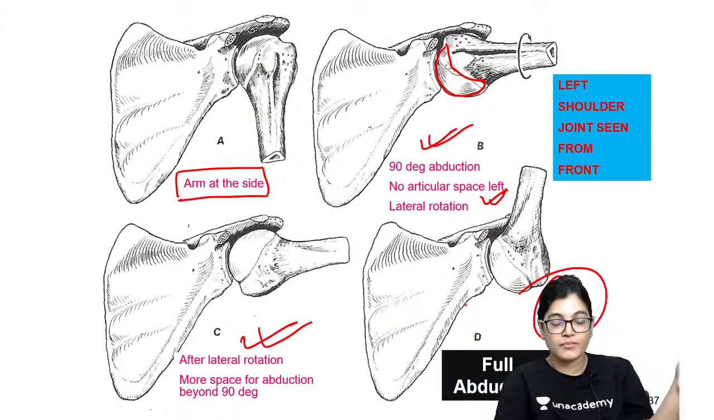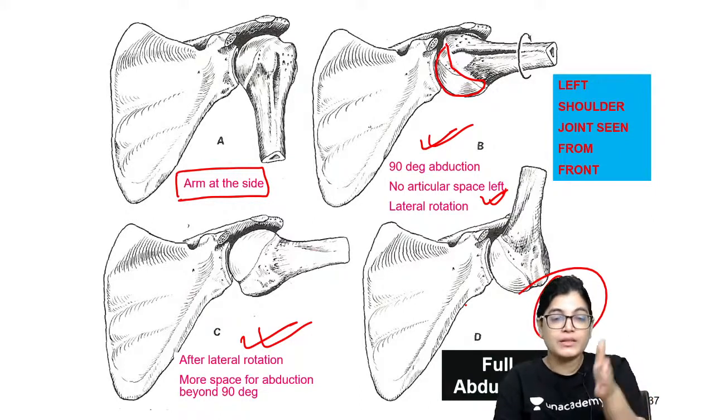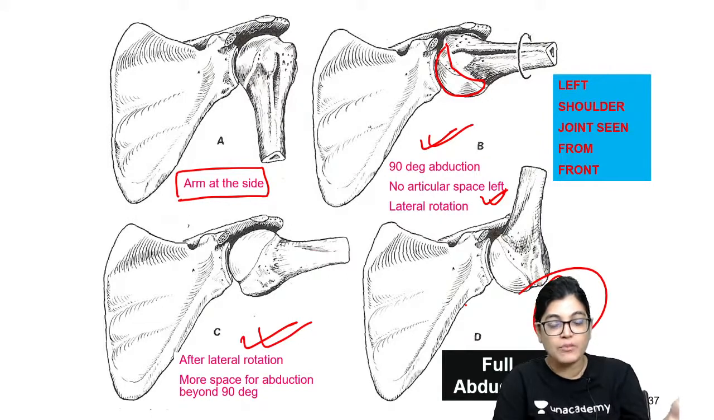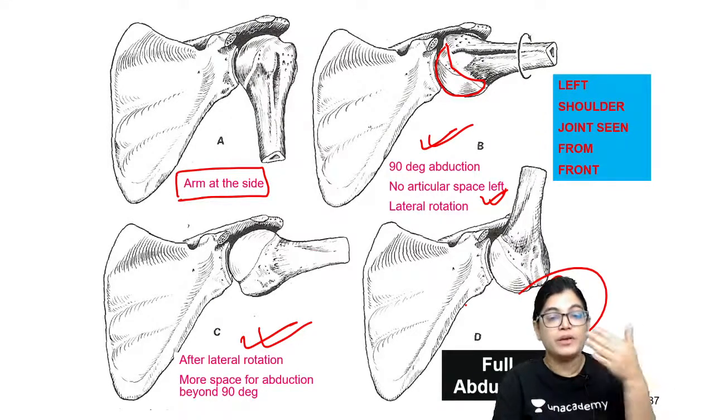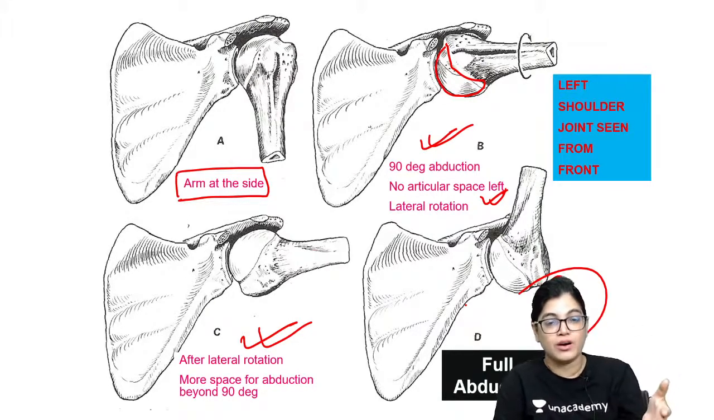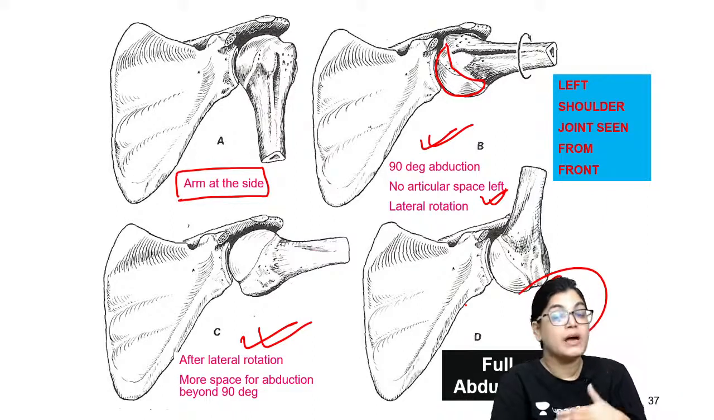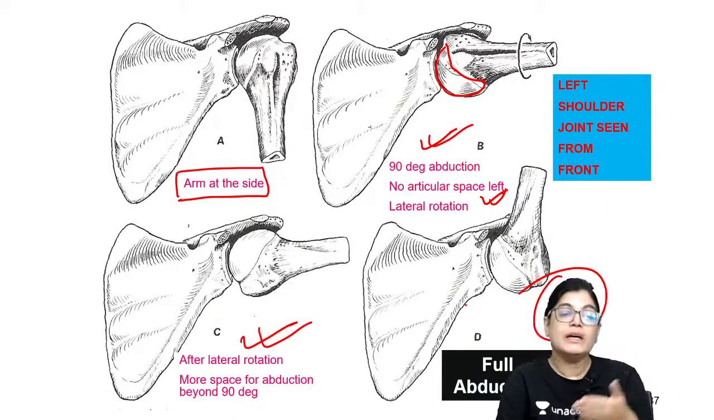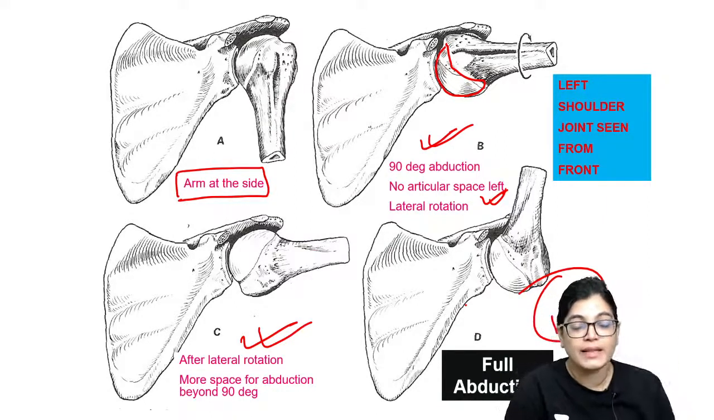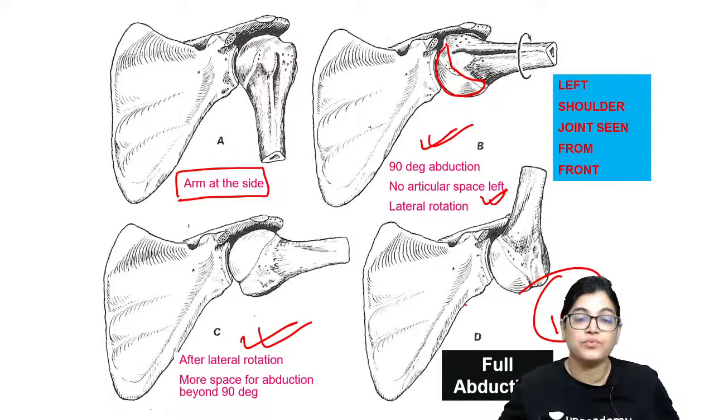So till 90 degrees, no space is left for further movement. Further movement requires lateral rotation of the arm or humerus. Thereafter, we can achieve further movement up to 120 degrees. Again, after that, there is no space left for further abduction, and for further movement the scapula moves forward, which leads to the achievement of full 180 degrees of abduction.